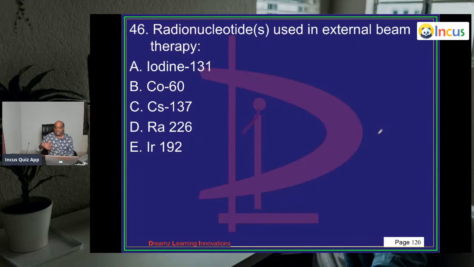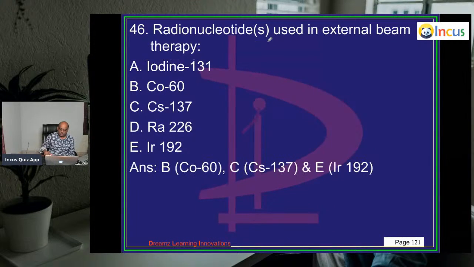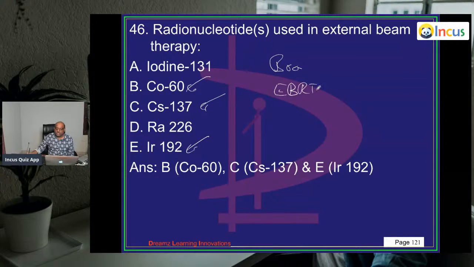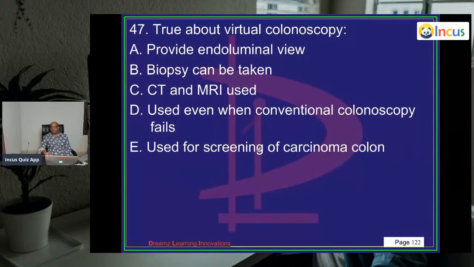In external beam radiotherapy, what radionuclides do we use? We use cobalt 60, cesium 137, iridium 192. So you should know in brachytherapy and EBRT, what are the specific nuclides which are being used, is a favorite question of the examiner.